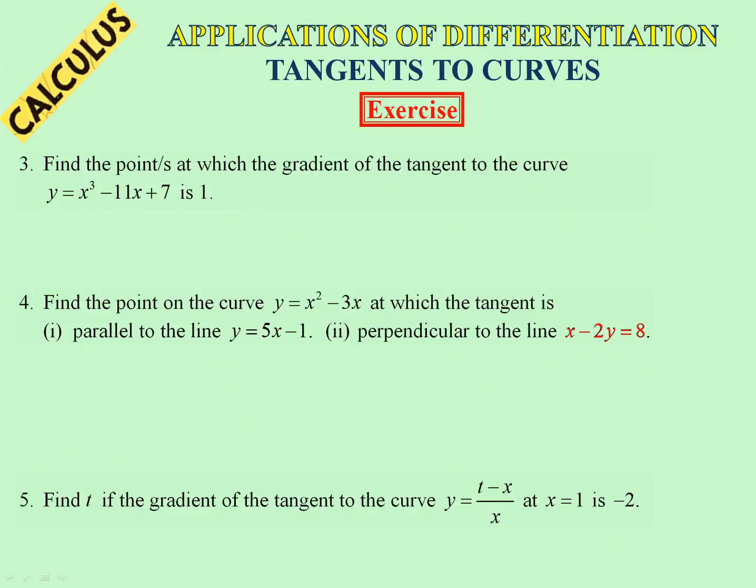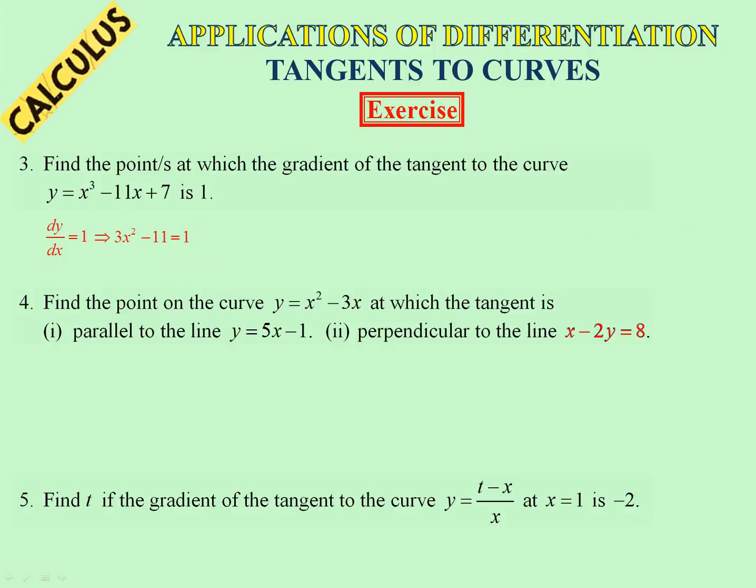Next one, number 3. Find the point or points at which the gradient of the tangent to the curve is 1. Well, gradient of the tangent to the curve, derivative. Find the point or points at which the derivative of that equals 1. Right, so derivative equals 1. So let's differentiate, equals 1.